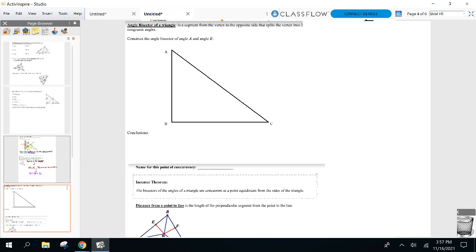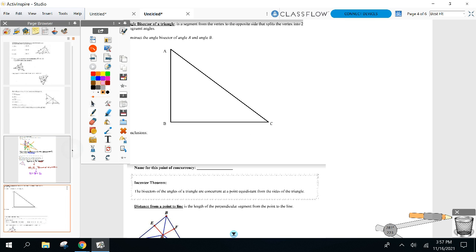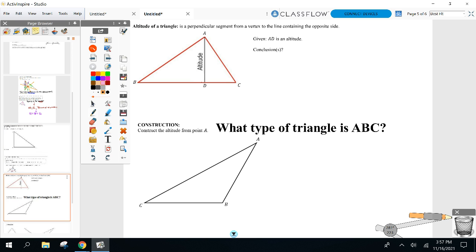Okay, next up, that was the same slide, so let's go to the next one. New vocabulary term: altitude. Altitude of a triangle. Let's read through the definition here. Altitude: perpendicular segment from a vertex to the line contained in the opposite side. So an altitude is a segment that starts at a vertex and is perpendicular to the opposite side.